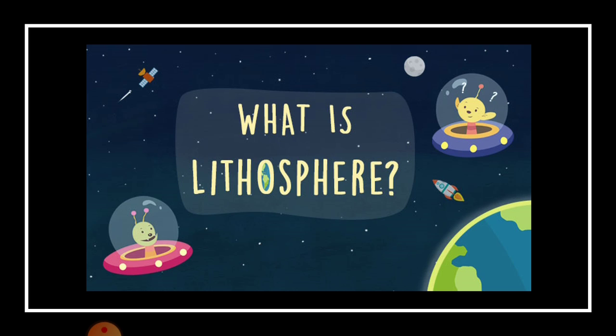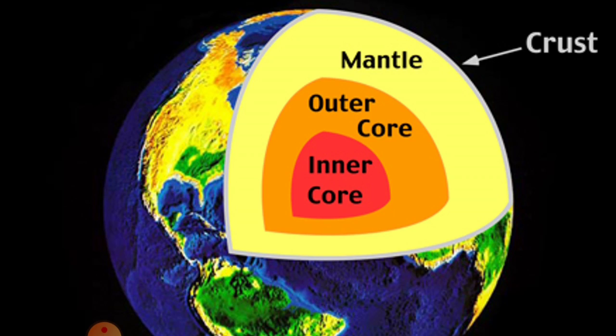Now let us know about the lithosphere. What is lithosphere? The lithosphere is the surface of the earth that is made up of solid rock and soil. It is also known as crust. It is the thinnest layer of the earth. Children, can you see this? This is the thinnest layer of the earth. It is thinner under the oceans and thicker under the continents.